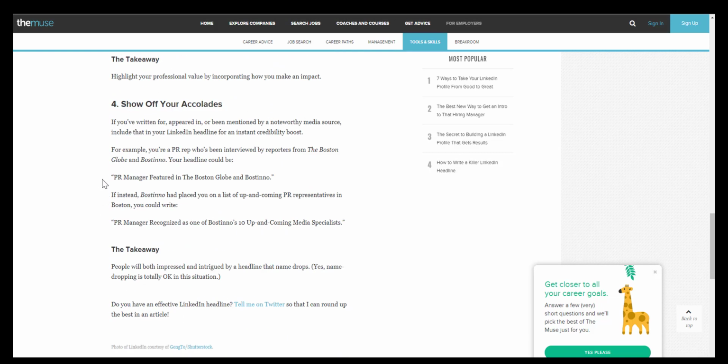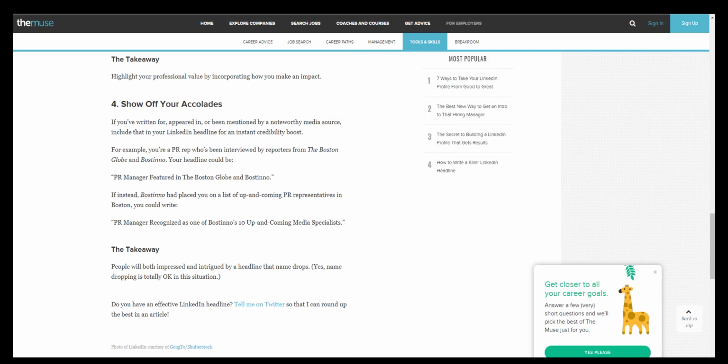And then show off your accolades, I guess very briefly, because it is just a quick headline. There's not too many characters in here to type. Think of it kind of like a Twitter post. You have very limited characters here. So they've just listed some of their accomplishments that they're proud of, that they were a PR manager featured in the Boston Globe and Bostino. So maybe if you did a research project and you were published in a certain journal, that could be something you could add in your headline if that's the area you'd like to pursue. Always keep it focused on what you'd like to pursue.